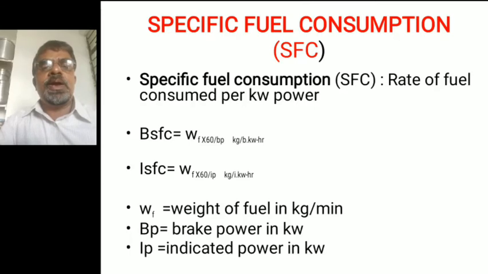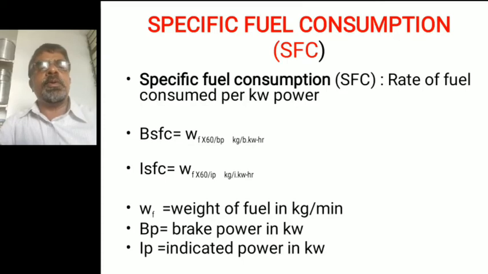In the same way, indicated specific fuel consumption, briefly written as ISFC, may be calculated by WF divided by IP. The unit of this is kg per indicated kilowatt hour, where WF is equal to weight of fuel in kg per minute, BP is equal to brake power in kilowatt, and IP is equal to indicated power in kilowatt.